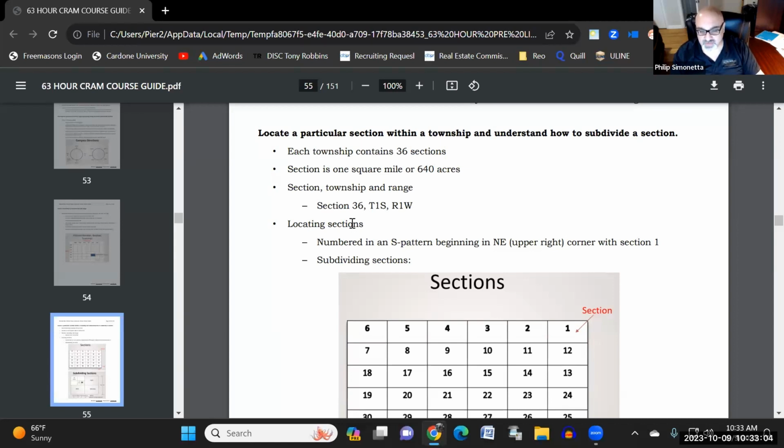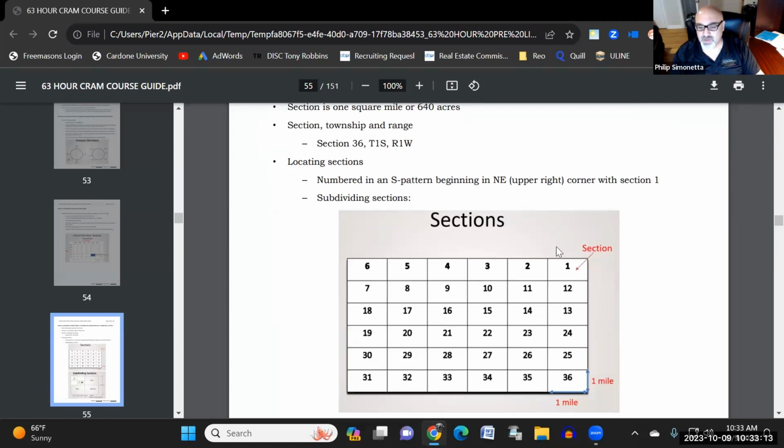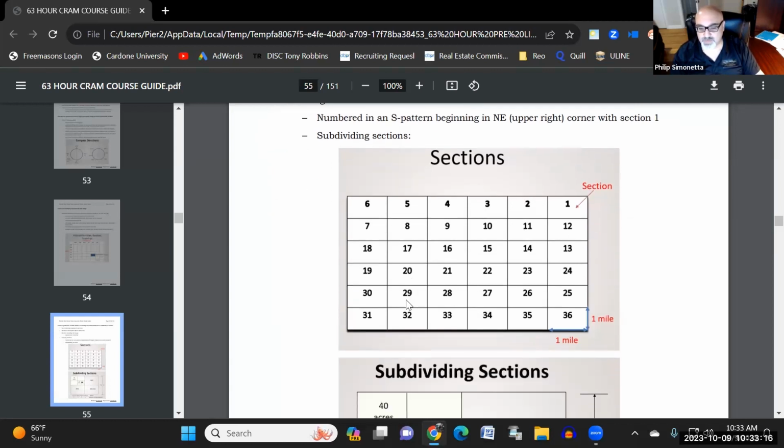Sections are numbered in an S pattern beginning with the northeast, upper right corner, with section 1. If it's 36 square miles, 6 miles by 6 miles, each section is 1 mile by 1 mile. It starts with 1, 2, 3, up to 9, and goes in a snake pattern, back and forth. If you get a question like, what section is directly south of section 13? You count 1 through 13, then 14, 15, 16, 17, 18, 19, and it's 24. You have to figure out where it is in your head. So that's how you figure the section out.